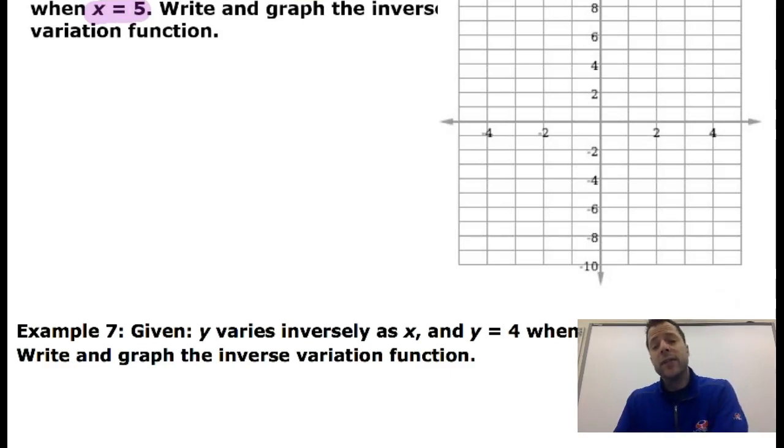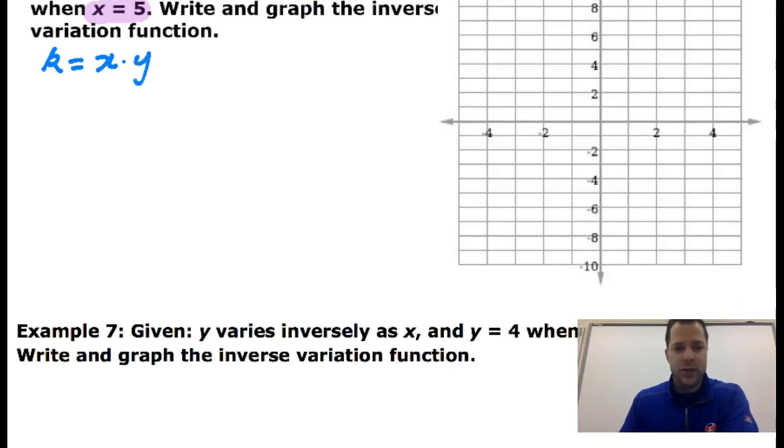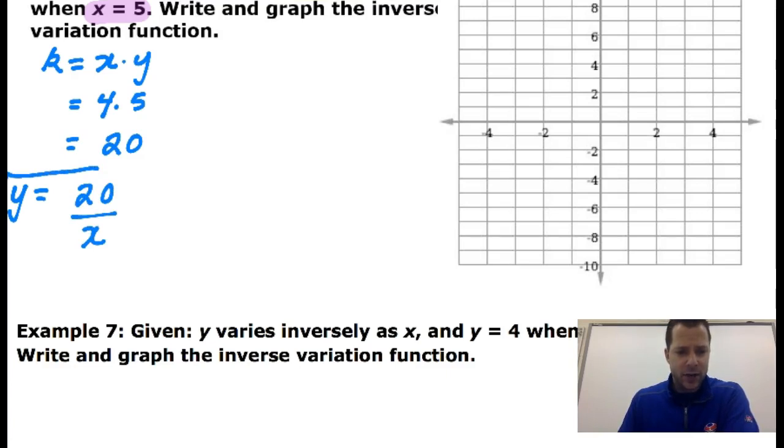The first thing we're going to do, if you're going to graph something, is know the equation, the relationship. So we're going to find k, and from above we know that k is equal to x times y. They already gave it to us. So when y is 4, x is 5, we get k equals 20. And so our equation here is y equals 20 over x. We have to be smart about how we graph this, and we can create a table of values.